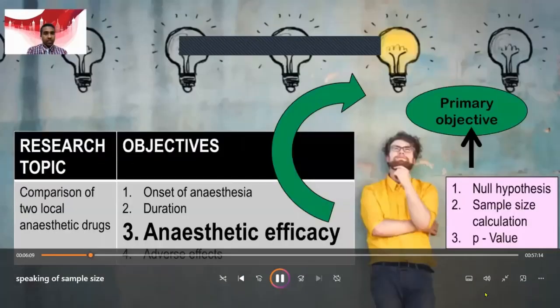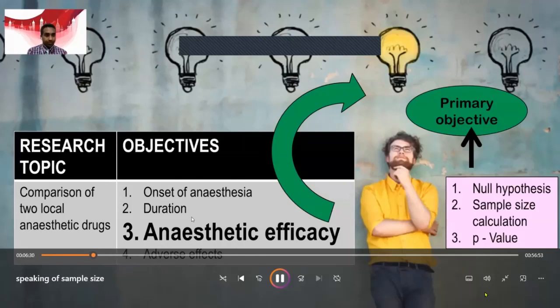Let us consider a research topic. A researcher wants to compare two local anesthetic drugs, say lignocaine and articaine, and he wants to test all these objectives. He wants to know the onset, duration, anesthetic efficacy, and adverse effects. Out of all these objectives, which is going to be your primary objective?